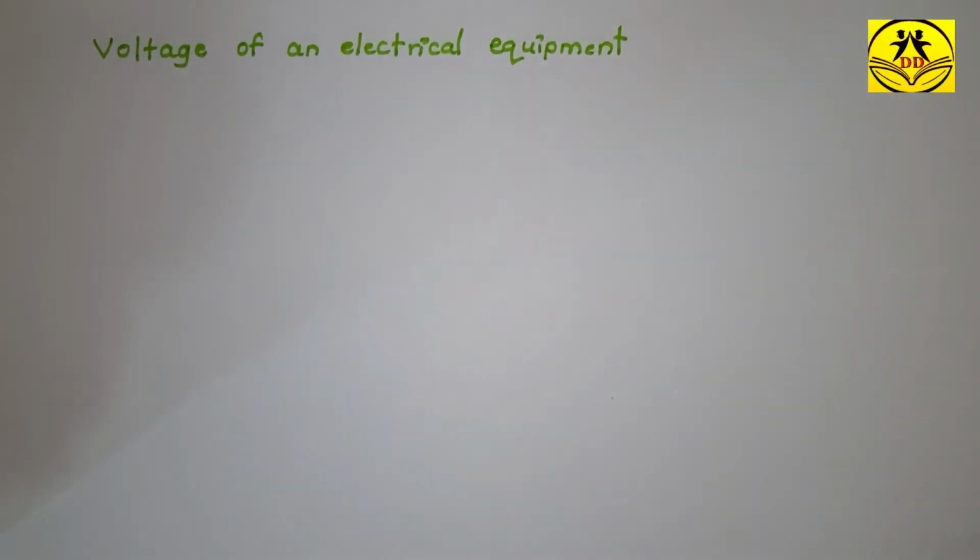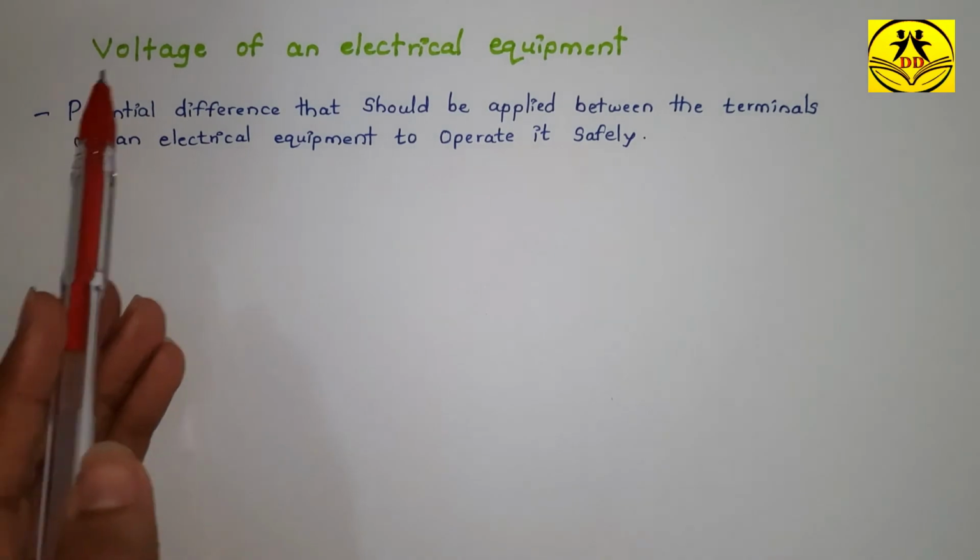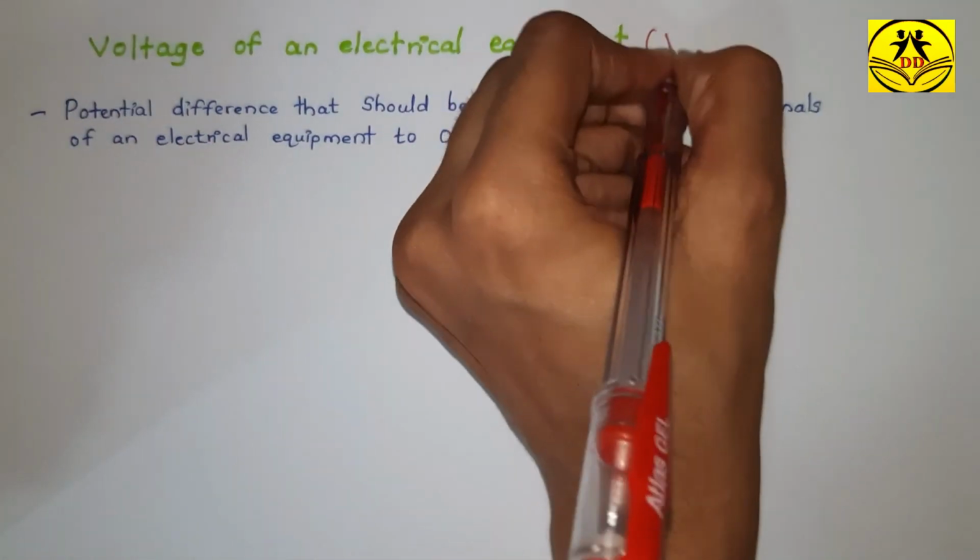So now I'll teach you about this voltage or the potential difference which should be applied for an electrical equipment. Now what is this? This voltage of an electric equipment is also marked in almost all the electric equipments. That voltage is the value of the potential difference that should be applied between the terminals of that electrical equipment in order for it to operate safely. Now I'll denote this by capital V.